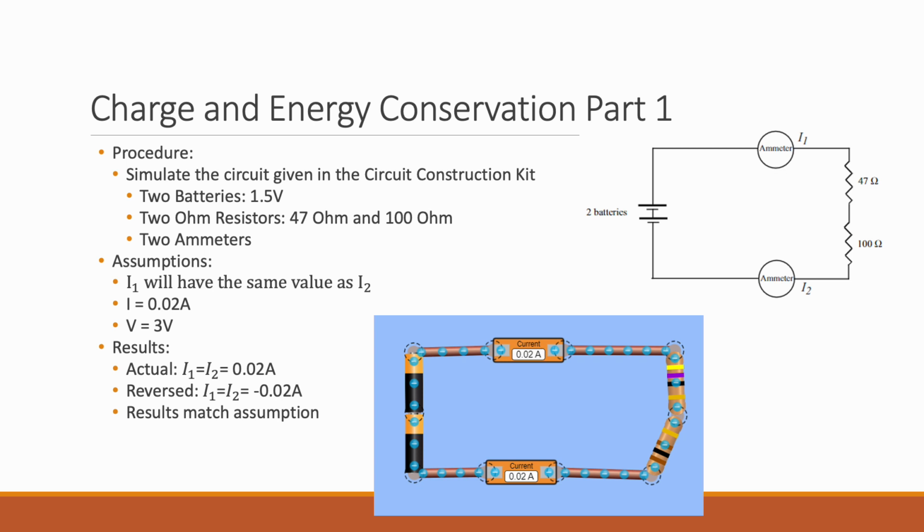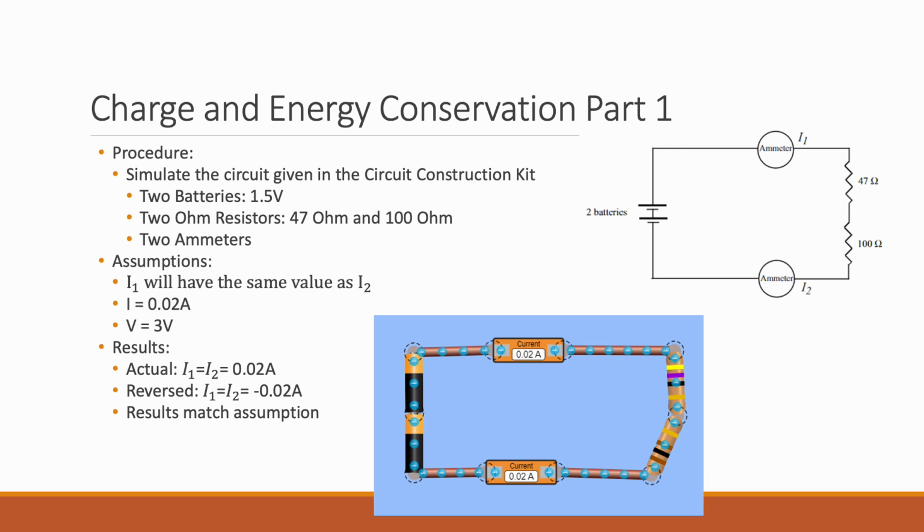For this part, I simulated the circuit given two 1.5 volt batteries, two resistors, one 47 ohm and one 100 ohm, and then two ammeters. Some assumptions I had for this lab is that the currents will be the same with a value of 0.2 amps. The total voltage, again, is 3 volts.